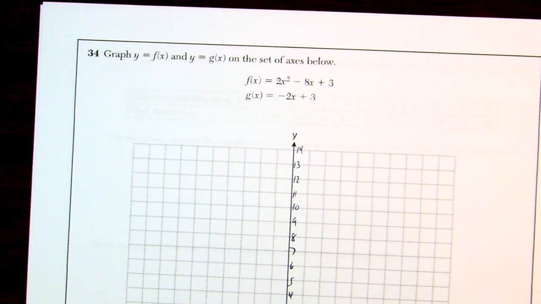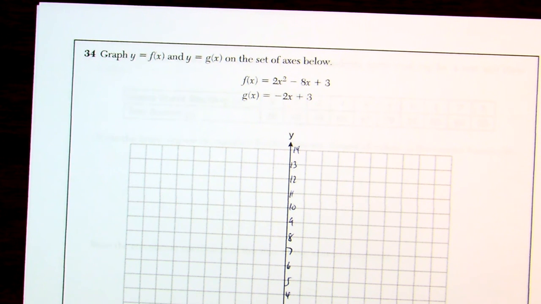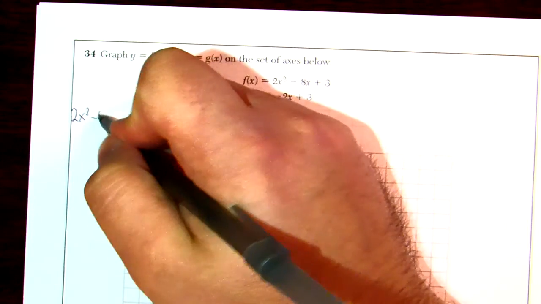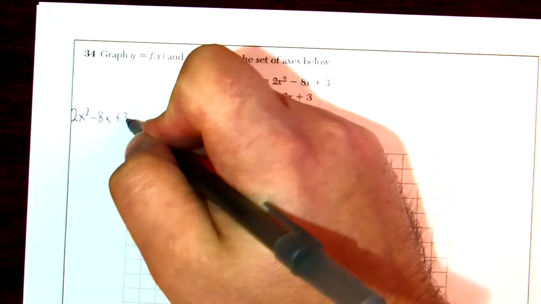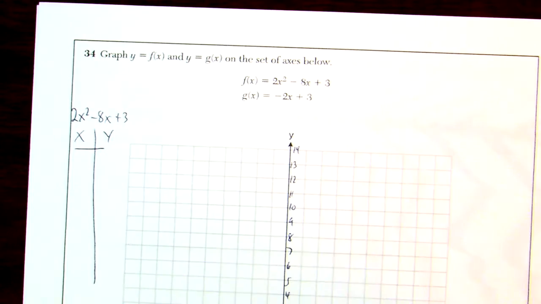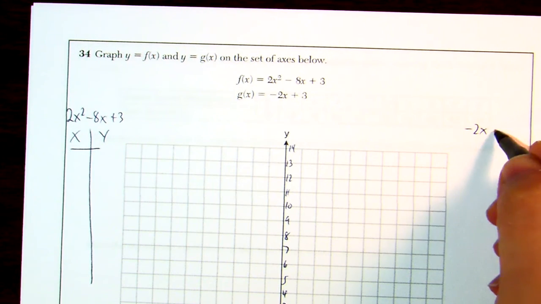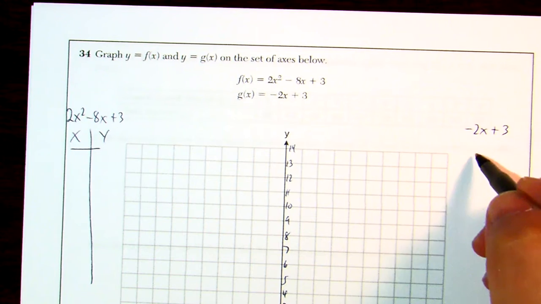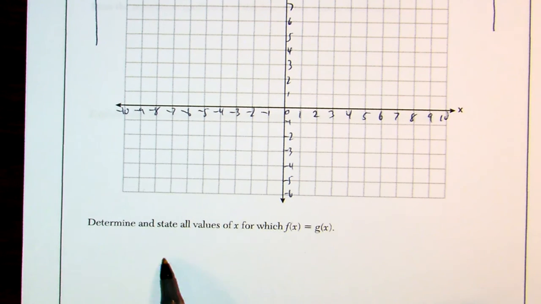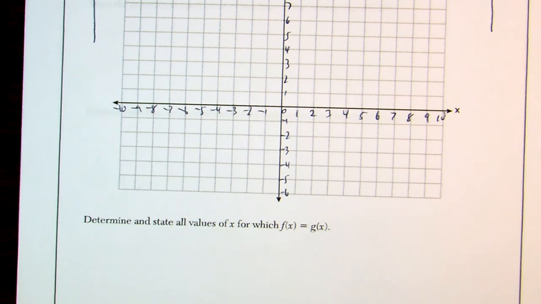Alright, so I got 2 functions here. I'm going to have 2x squared minus 8x plus 3. So I want to get an xy chart going here. And I also have the negative 2x plus 3. And I want to get an xy chart here. So let's take a look at what they're looking for. It says determine and state all values of x for which f of x equals g of x. That tells me that these have to intersect at some point.